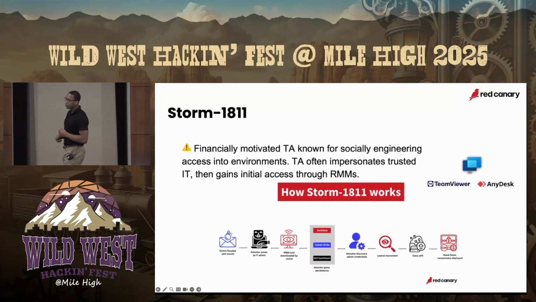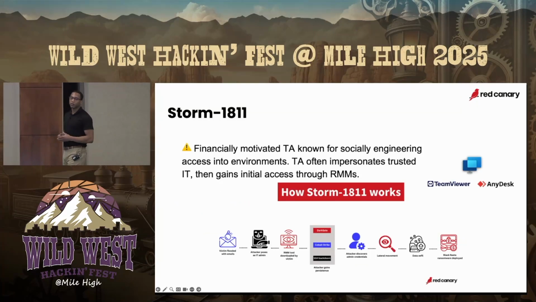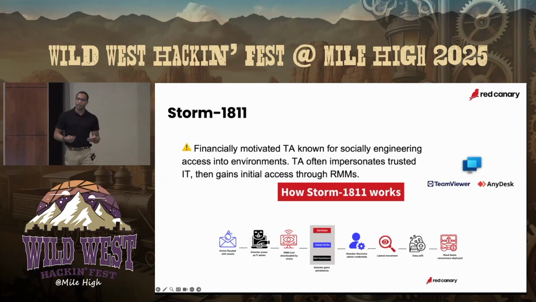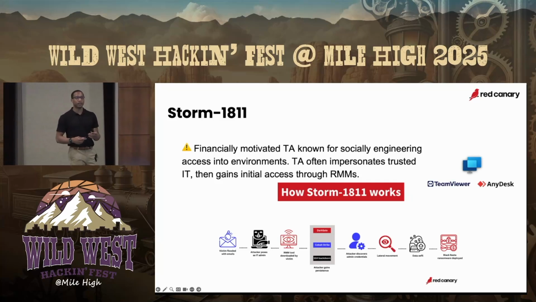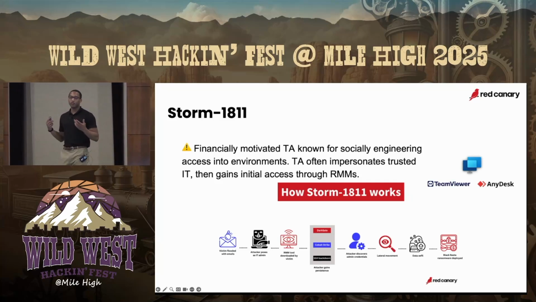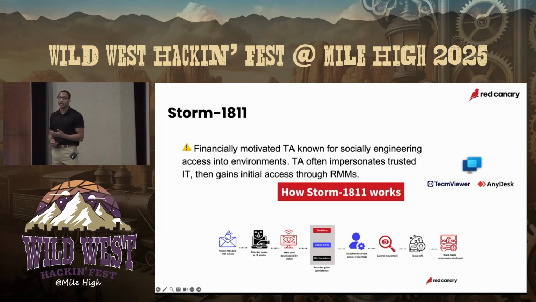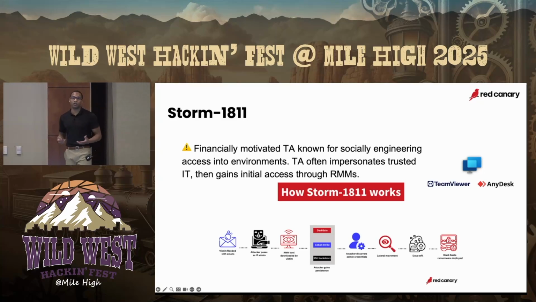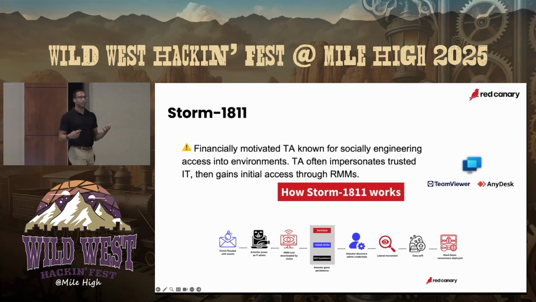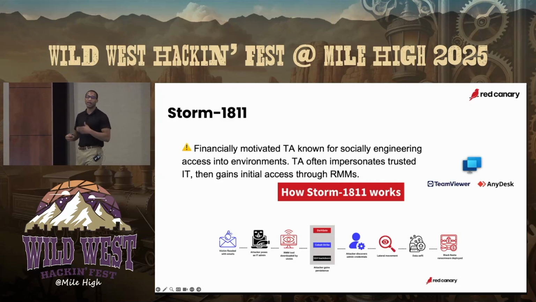All right. So Storm 1811, a financially motivated threat actor who is known for socially engineering their way into their environments. They often impersonate trusted IT, and then they gain initial access through RMMs like AnyDesk, Microsoft Quick Assist, and TeamViewer. Now, none of these tools are inherently malicious, but they pose a risk in your environment. And one way that you could detect these things is having a baseline of these tools in the environment. So if you do not use TeamViewer and you all of a sudden see TeamViewer in process telemetry, that's a good detection opportunity.